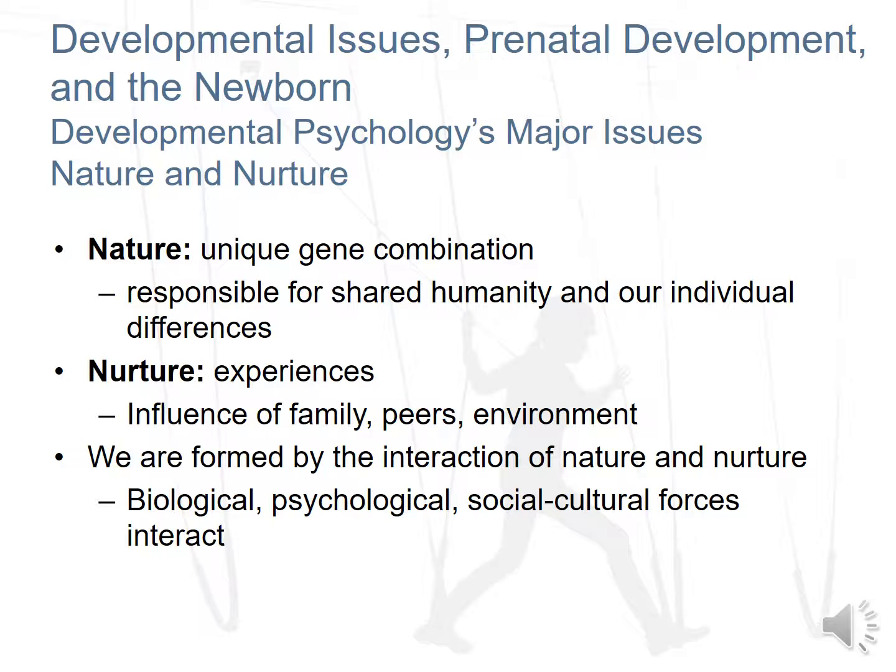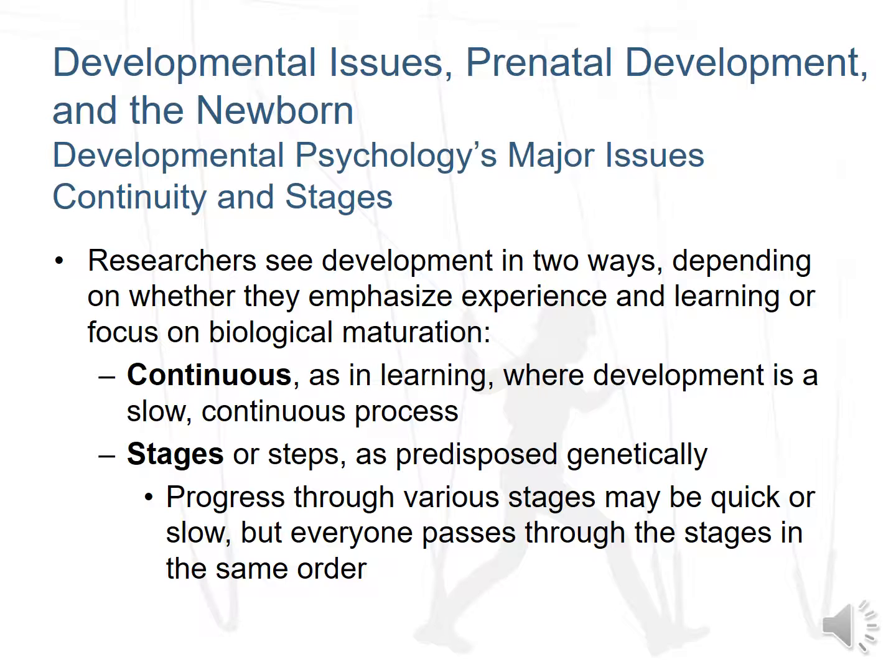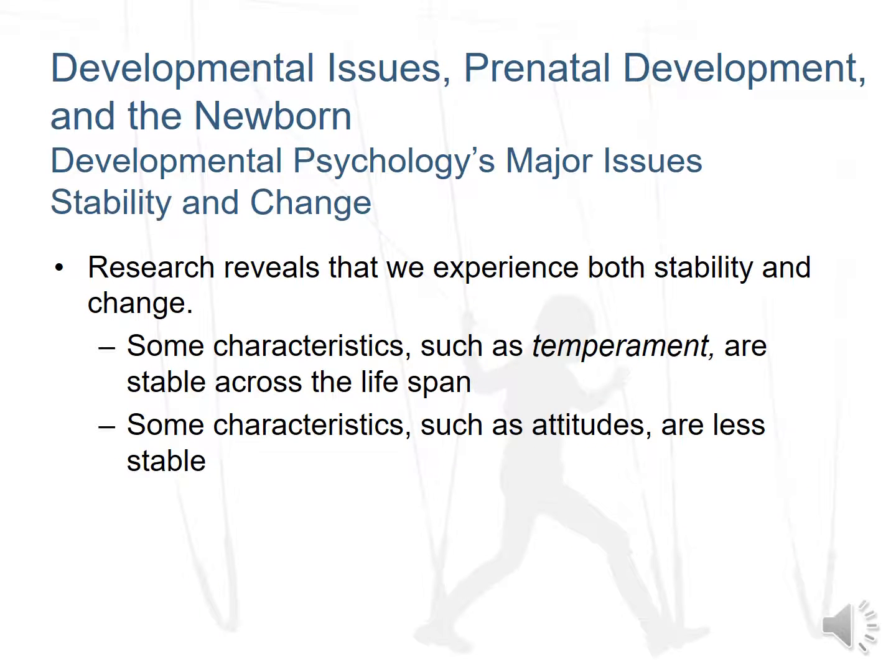they interact. Researchers see development in two ways, depending on whether they emphasize experience and learning or focus on biological maturation. It could be continuous, as in learning, where development is a slow, continuous process. Or it could be in stages or steps, as predisposed genetically. Progress through various stages may be quick or slow, but everyone passes through the stages in the same order.